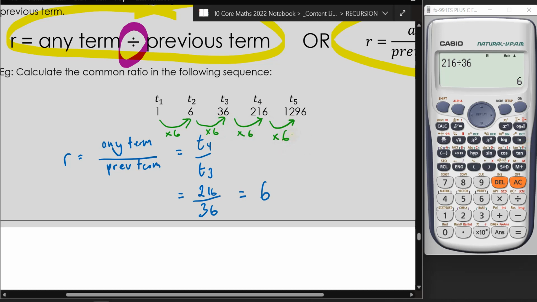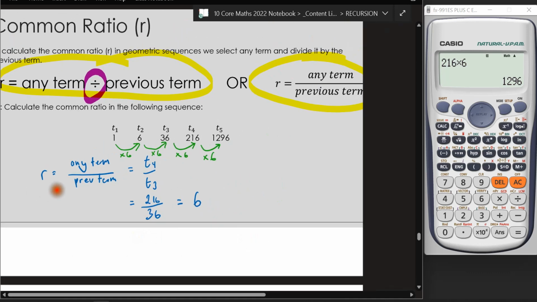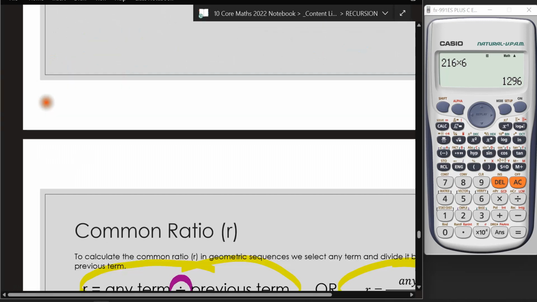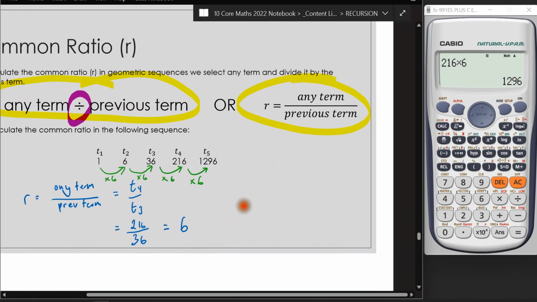If the common ratio for this sequence is 6, then 1 times 6 is 6. 6 times 6 is 36. 36 times 6 is 216. And 216 times 6 is 1296. So that's correct. The common ratio in this sequence is 6. So don't forget that formula for finding the common ratio. It's any term divided by the previous term.